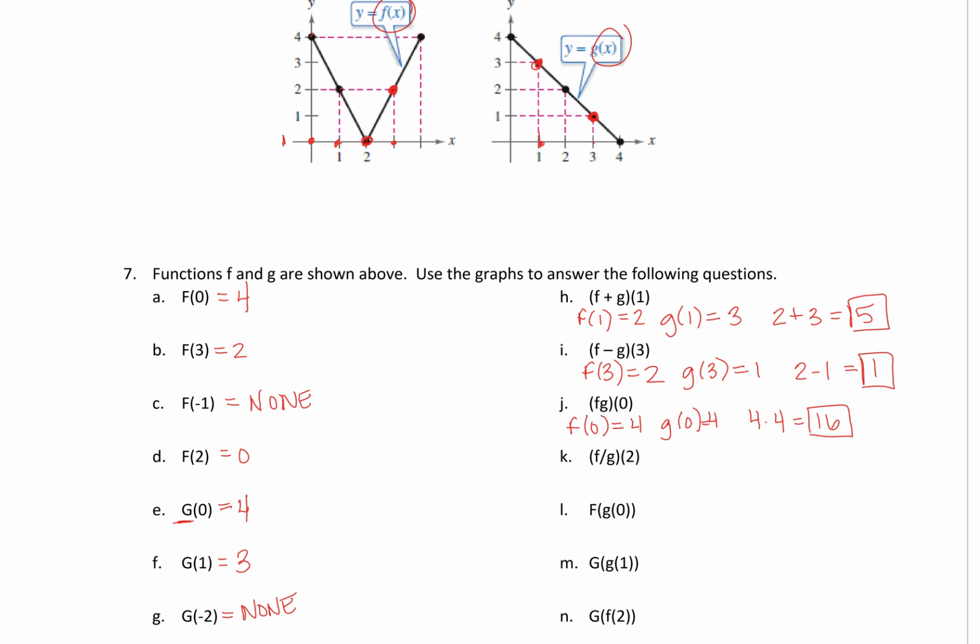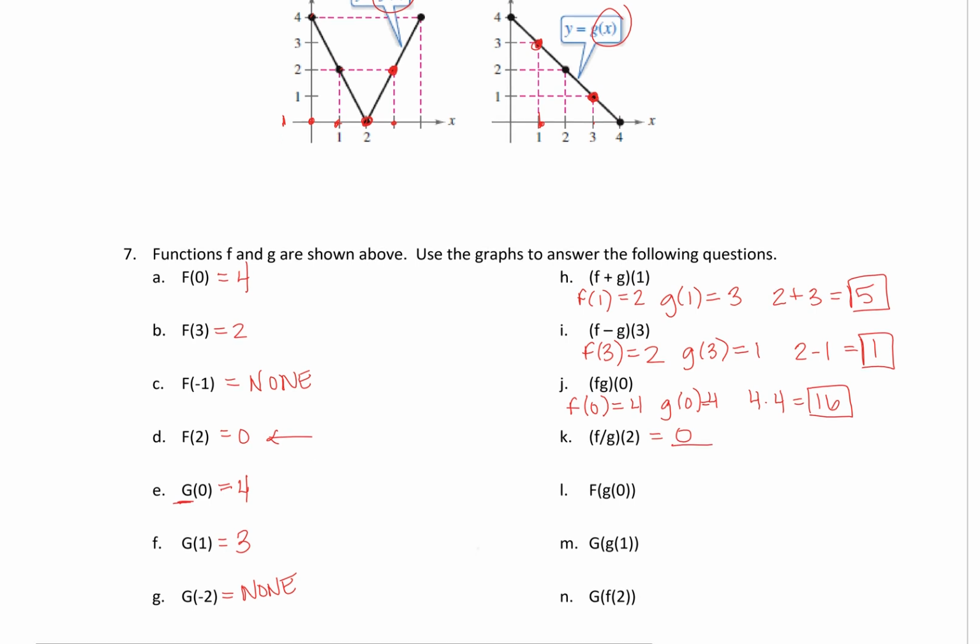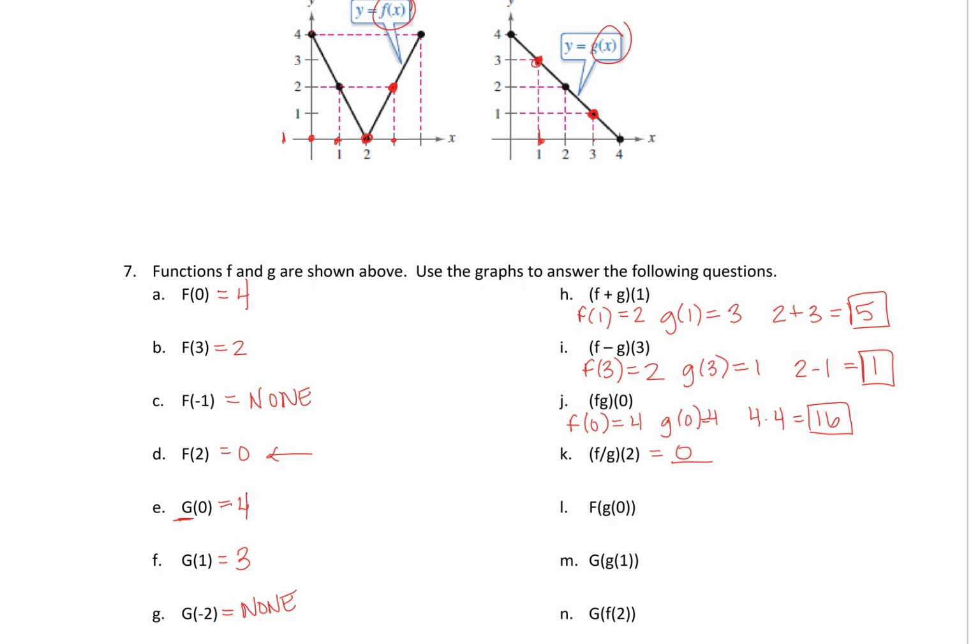Now I'm going to do f of 2. Well, problem D, f of 2 is 0 divided by, well, g of 2. I'm going to actually have to find the answer. So g of 2, I'm going to go where x is 2. The answer is also 2. So 0 over 2 is going to be 0.